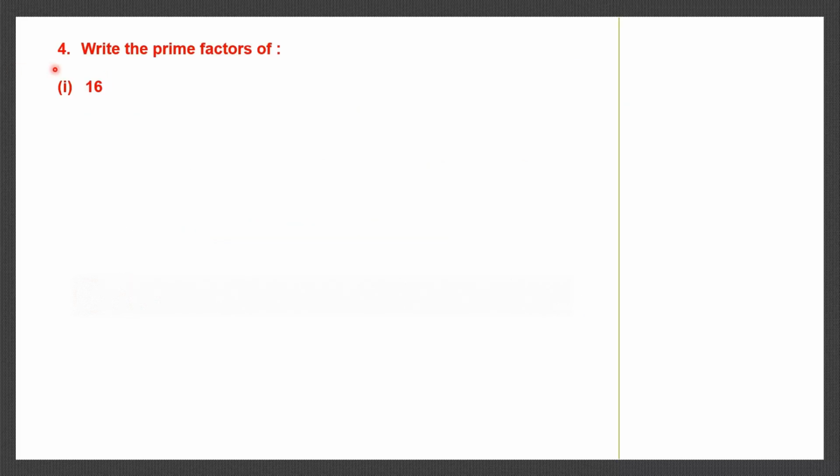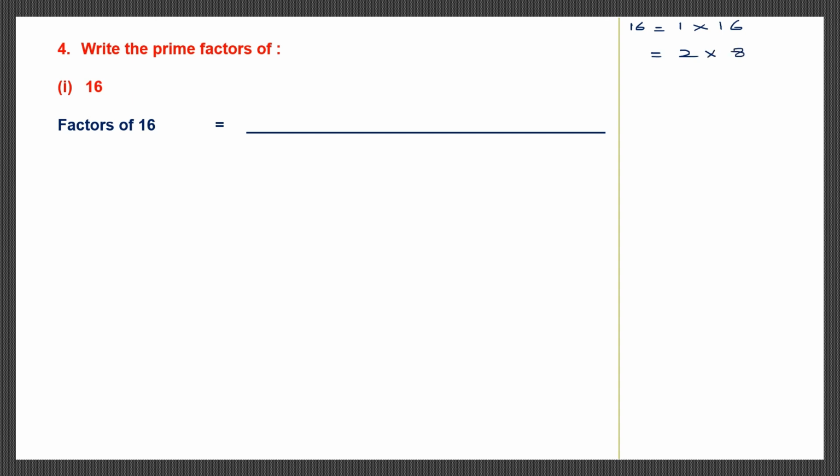Moving on to question 4, write the prime factors of, and the first question here is 16. When we have to write the prime factors, one way of doing it is first finding all the factors of 16. So let's find all the factors of 16 and write them down. All the numbers that multiply to give us 16: 1 into 16 is 16, then 2 eights are 16, then we also have 4 fours are 16.